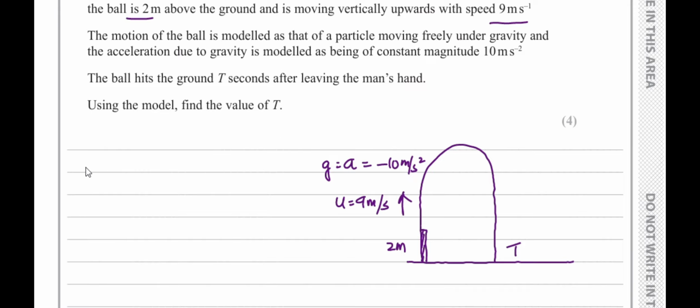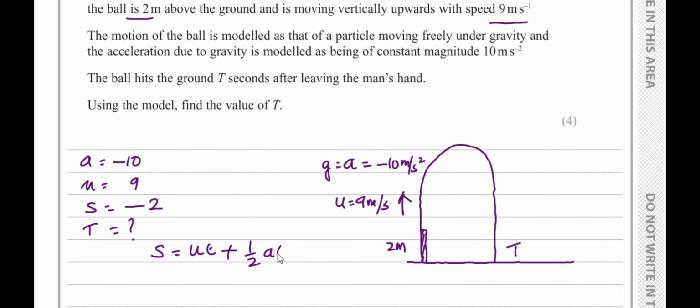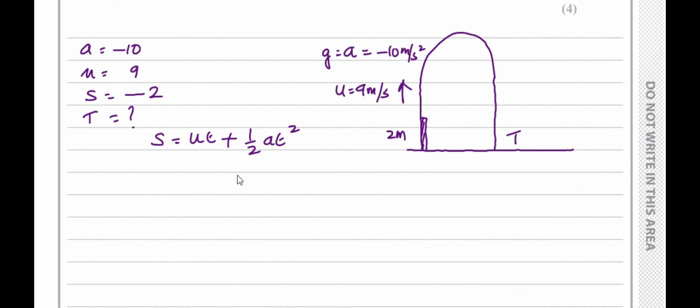So let's document what information is here. So a is equal to minus 10, u is equal to 9, s is equal to, when it hits the ground, it is coming down 2 meters from its original position. So we should say anything going down is minus, right? So minus 2. Okay, the question is asking t is equal to what? Okay, so this is quite easy now. We have got the SUVAT equation. So s is equal to ut plus half at square. Just plug the information therein and you'll get the answer.